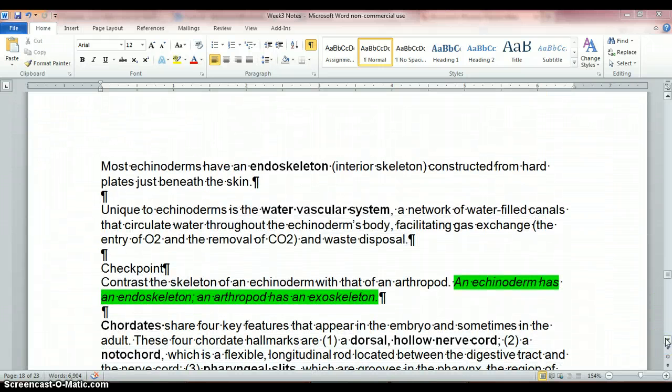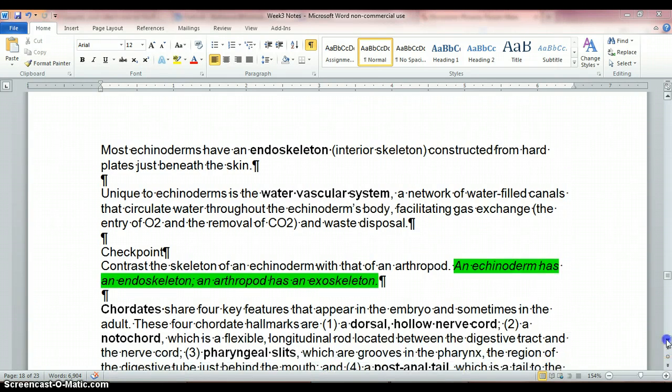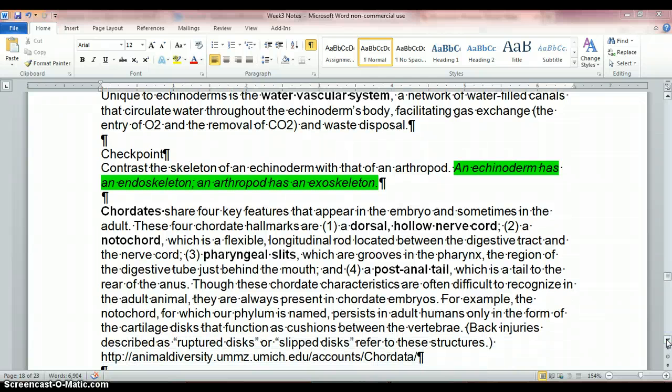Most echinoderms have an endoskeleton. So finally, we've got an internal skeleton now, constructed from hard plates just beneath the skin. So it's not really the skeleton that we have, but something closer. Unique to echinoderms is the water vascular system. This is a network of water-filled canals that circulate water throughout the echinoderm's body, facilitating gas exchange, the entry of O2, the removal of CO2, and waste disposal. If you did a report on echinoderms, you definitely want to talk about the water vascular system.